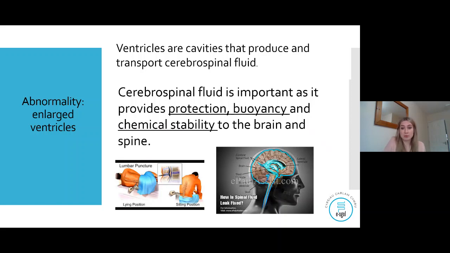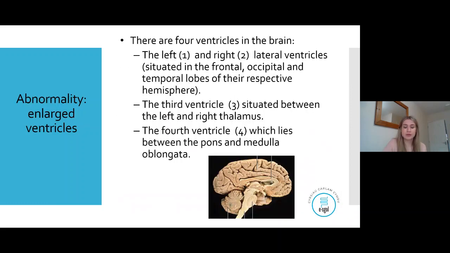Fluid protects our brain, it gives it buoyancy and chemical stability. And that is what is created and stored in our ventricles. That's what's in the gaps in our brain. Now, one thing that's really apparent in people with schizophrenia is that their ventricles are enlarged. They are bigger than a normal functioning brain or a person without psychosis.